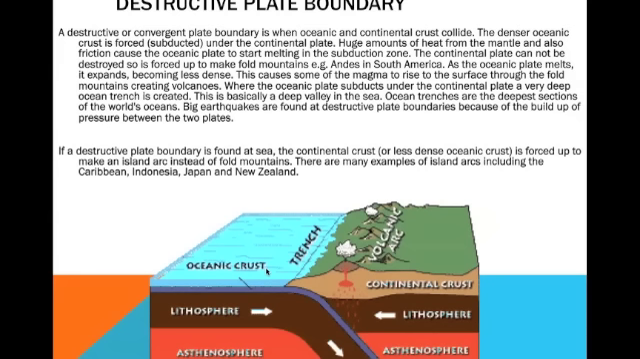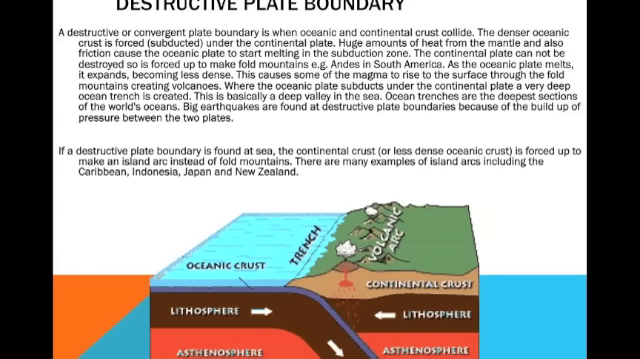in the subduction zone. The continental plate cannot be destroyed, so it's forced up to make fold mountains, for instance the Andes in South America. And as the oceanic plate melts, it expands, becoming less dense. This causes some of the magma to rise to the surface through the fold mountains, creating volcanoes.